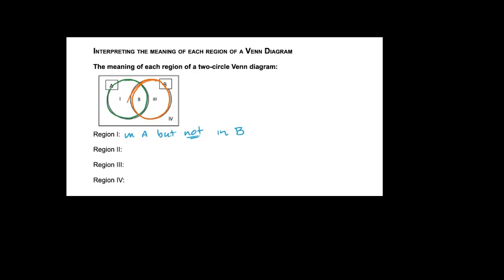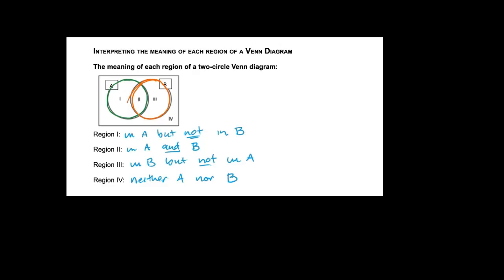Region 2, it's in both circles. So in A and B. Region 3 would be in B, but not in A, because it's not a part of the green circle. And then region 4 would be on the outside, so it would be neither A nor B.